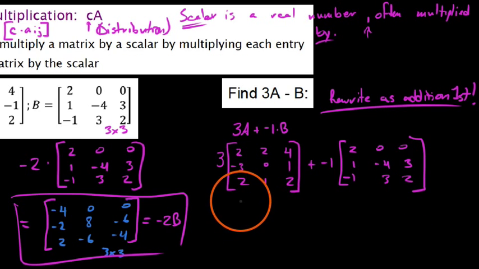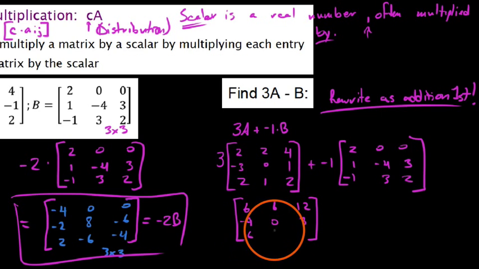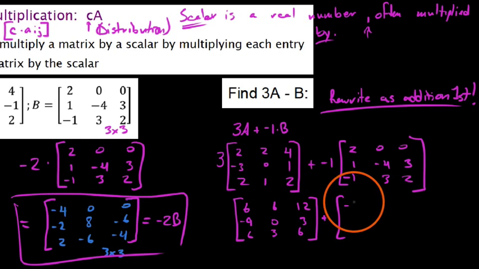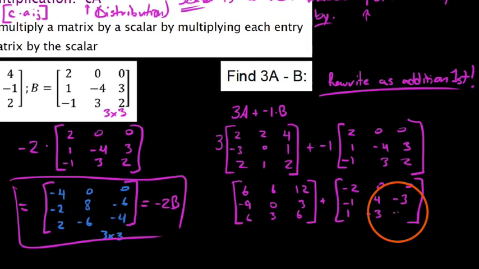So let's go ahead and simplify these expressions here. If we scaled these entries up, tripled them, we'd say 6, 6, and 12 would be the new entries here. We would have negative 9, but then a 0, but then a 3, and then 6, 3, 6. And then for this matrix, when we make everything its opposite, we have negative 2, 0, 0. We would have a negative 1, a positive 4, and a negative 3. And then here we would have a positive 1, negative 3, and a negative 2.